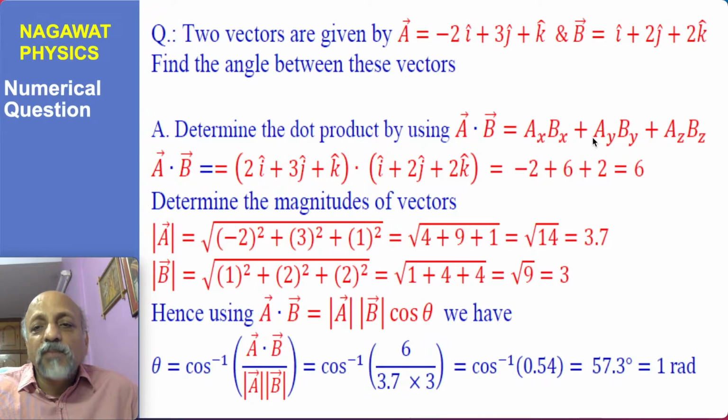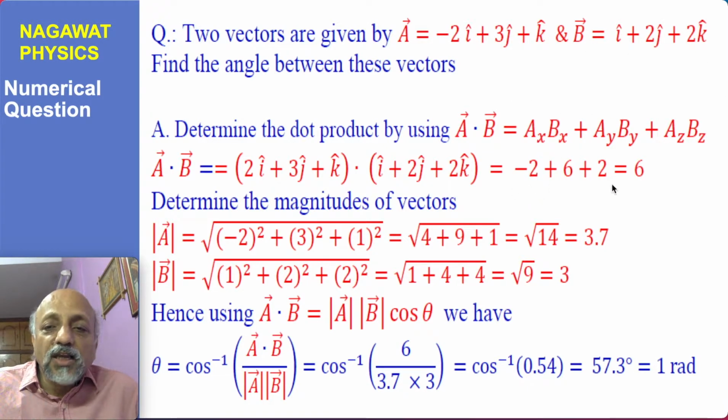It is very easy, or you can remember it in terms of this relationship: Ax Bx plus Ay By plus Az Bz. Ax is minus 2, Ay is 3, Az is 1, Bx is 1, By is 2 and Bz is 2. Once you know the components, it is very easy to compute the dot product, which we have calculated here as 6. We can also determine the magnitude of A by the formula explained earlier, and in fact we have already determined that the magnitude of A turns out to be 3.7.